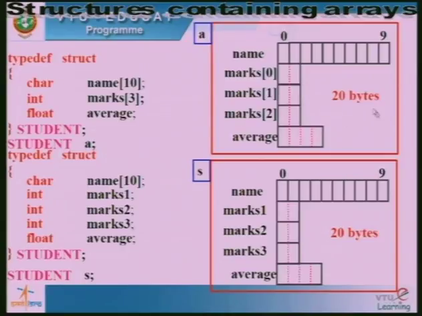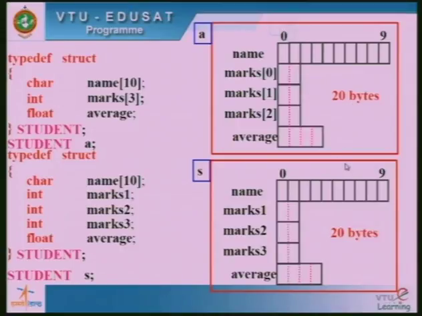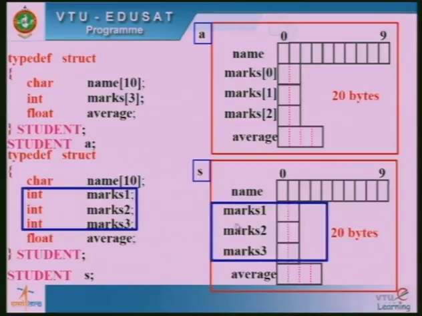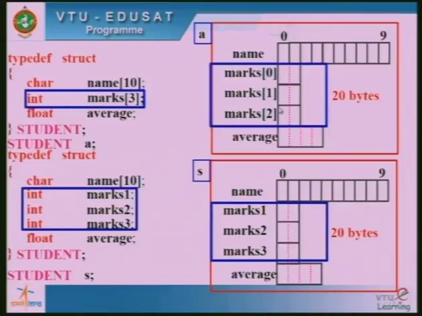So, this also occupies how many bytes? 20 bytes. Here we separately declared marks 1, marks 2, and marks 3 as integers, but here we say marks is an array of 3 integers. So, the number of bytes occupied by both the structures remains the same. Here 3 fields are there. All those 3 fields take how many bytes? 6 bytes. Each field takes 2 bytes. So, instead of writing 3 integers, we can say marks of 3, and it also occupies 6 bytes, where each integer takes 2 bytes.